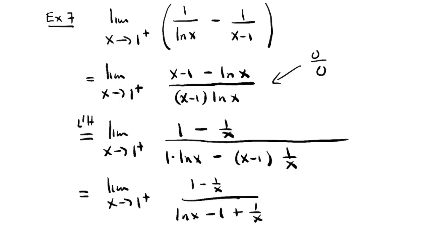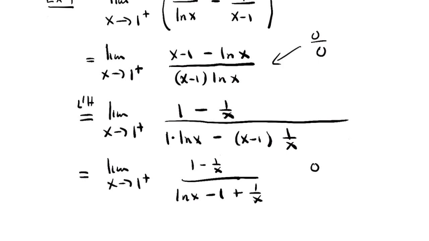And now we let x approach 1 from the right. The numerator is going to approach 0. The denominator is going to approach, well, 0, take away 1 plus 1. That's also 0. So we have to use L'Hopital's rule again.